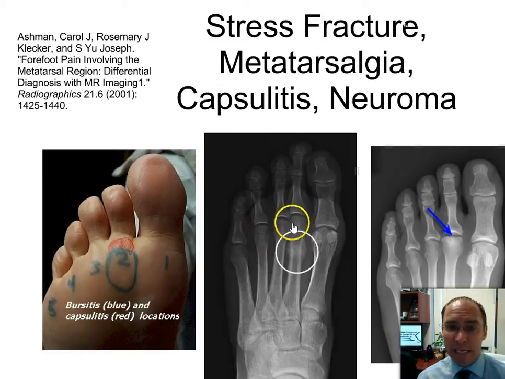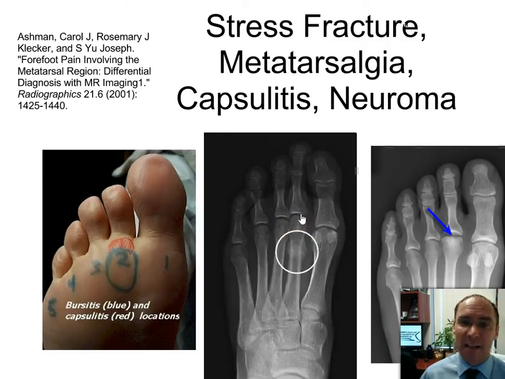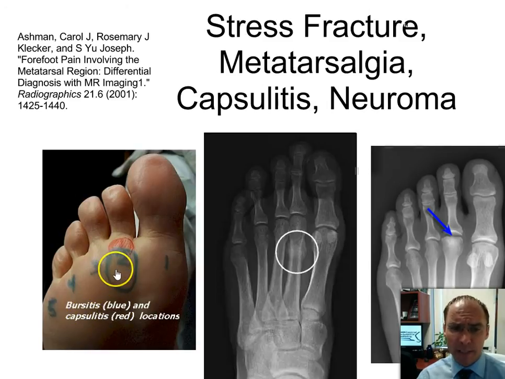There could be the beginnings of a stress fracture, or what we call bone marrow edema, or swelling inside of the bone. There also could be bursitis or capsulitis, and that's why I have this little image right here. Bursitis tends to be around this blue area. It can be a painful bursa underneath the bone. There can also be capsulitis.